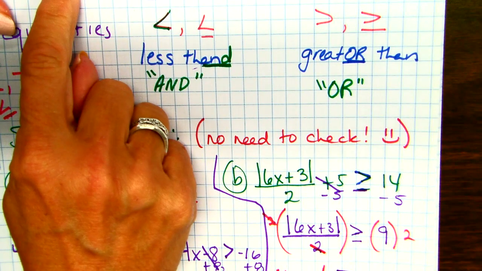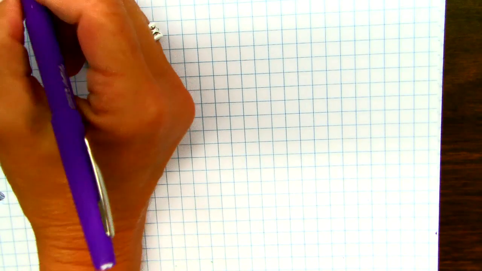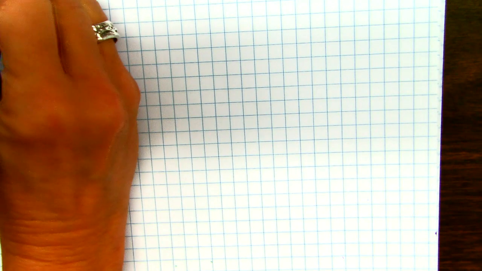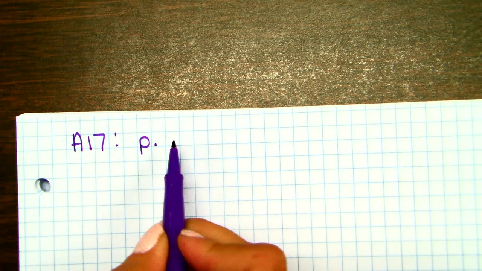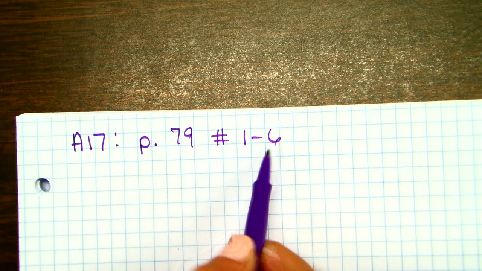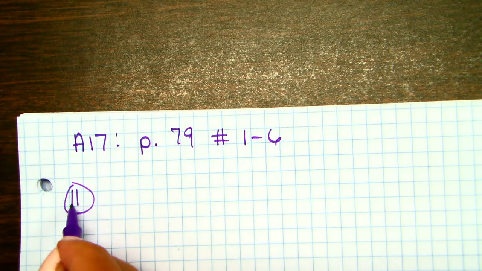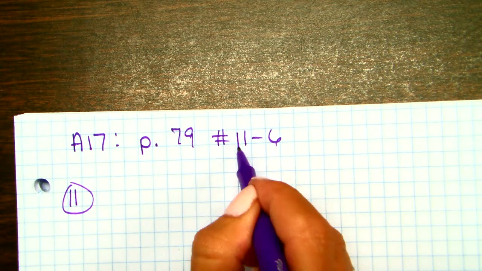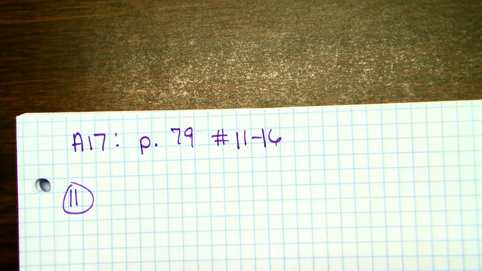Labeling your assignment, remember, A17. We have a homework check later in this class period. I'm going to give you the assignment number, you find it. So let me start with you. 11 through 16. Sorry, 11 through 16. All right.